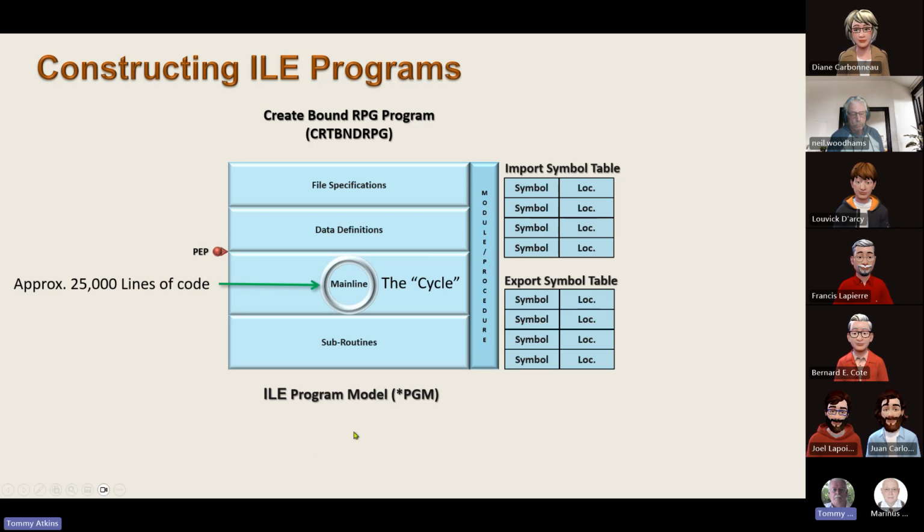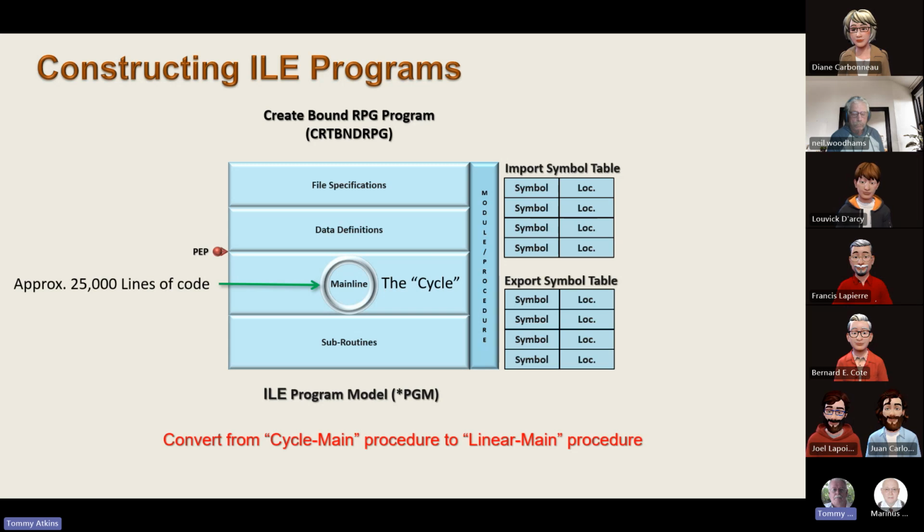How do we do that? In some of your programs, you can say, I want to get rid of the cycle. I can do it this way. I want to convert from a cycle main procedure. This is what this is called: a cycle mainline or cycle main procedure. And to get rid of it, you're converting it to a linear main procedure. The way to do that is actually very easy.